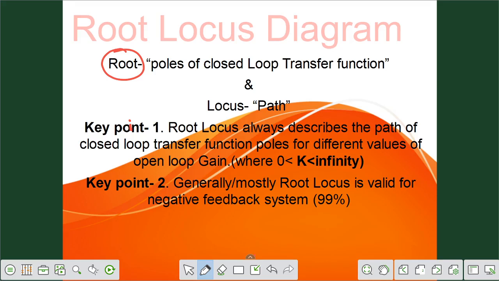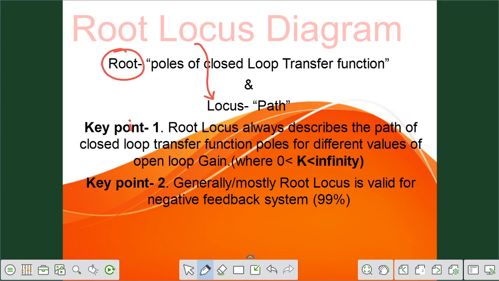If I am talking about root, we can define root as nothing but the poles of the closed loop transfer function. If I am defining the locus, locus is nothing but path. So we can say that the root locus diagram is nothing but a diagram which describes the path of closed loop transfer function poles for different values of open loop gain, where the open loop gain will vary from 0 to infinity.